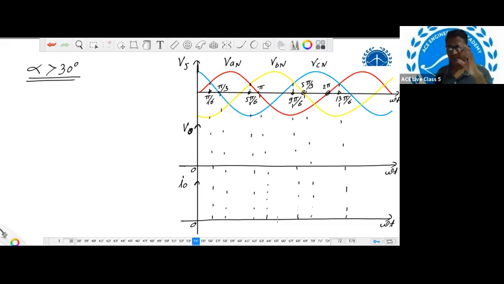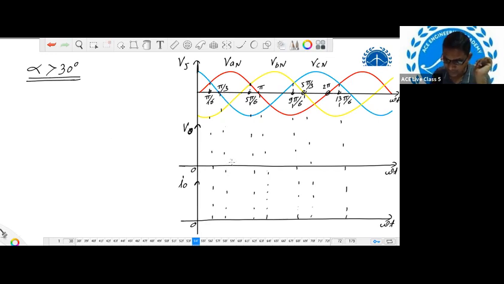Yes, alpha 0 degree means omega T is pi by 6, we have written. So alpha 30 degree means omega T is pi by 3. Yes or no? In this angle, we need to add 30 degree more. So for alpha greater than 30 degree, we need to apply the gate pulse to thyristor T1 after pi by 3, yes or no, right?